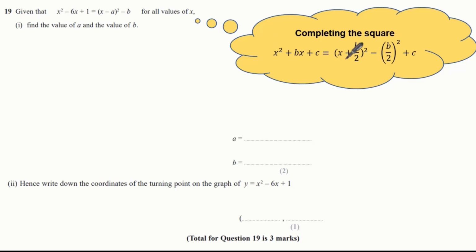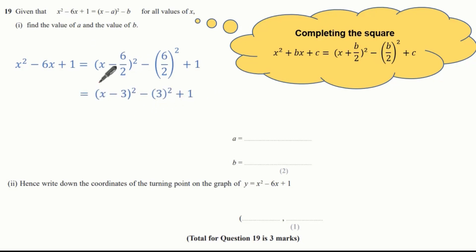So remember, whenever we're completing the square, the coefficient of x squared must be 1, in the form x squared plus bx plus c, and the completing the square form is x plus b over 2 all squared, subtract b over 2 all squared, add our c. So let's substitute what we have. Here you can see our coefficient of x squared is 1, our b is minus 6, and our c is 1. So let's substitute in. x minus 6 over 2 all squared, subtract 6 over 2 squared, add 1. Simplifying a little bit more, this gives us x minus 3 squared, minus 3 squared, add 1. Working this out, this gives us x minus 3 all squared, subtract 8.